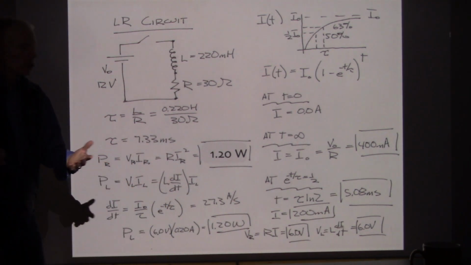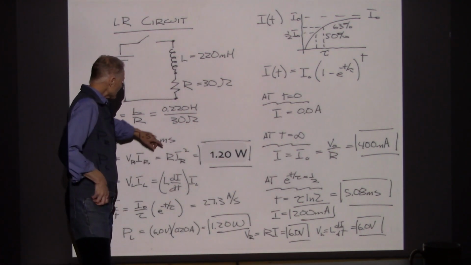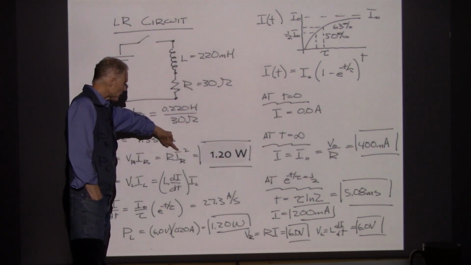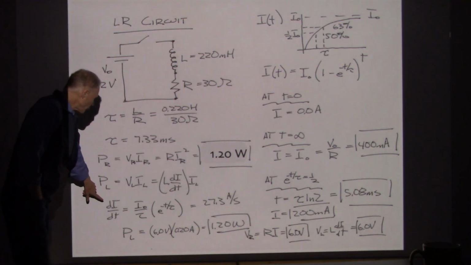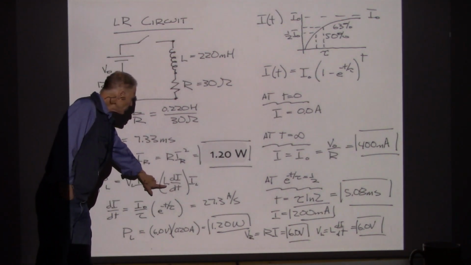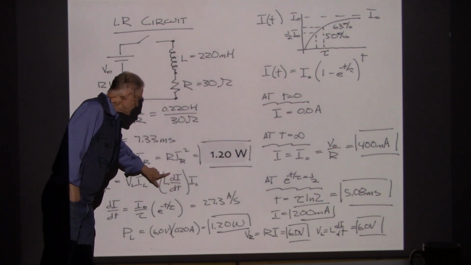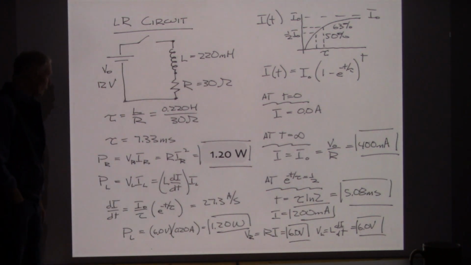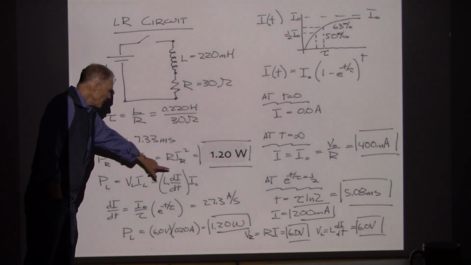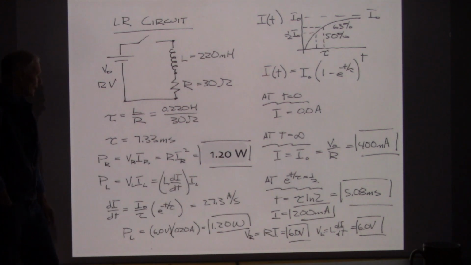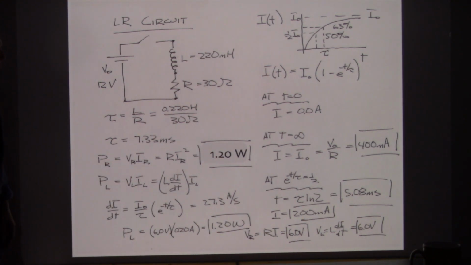Now just to double check, I could take R times I squared for the resistor, and for the inductor, I could use L times di/dt to calculate the voltage, and then multiply that by the current. Again, what I find is I'm getting 1.20 watts. Now, I don't see that we calculated the power coming out of the battery, but that should be easy enough to do.